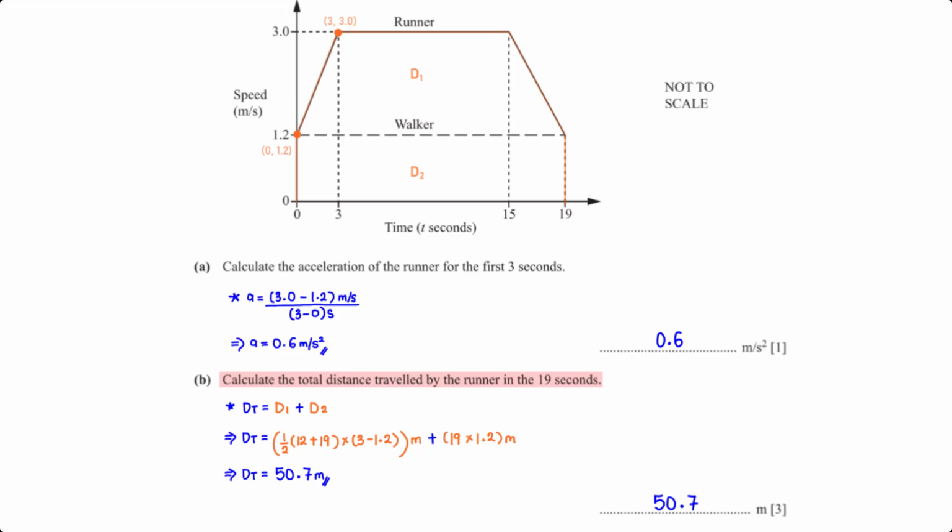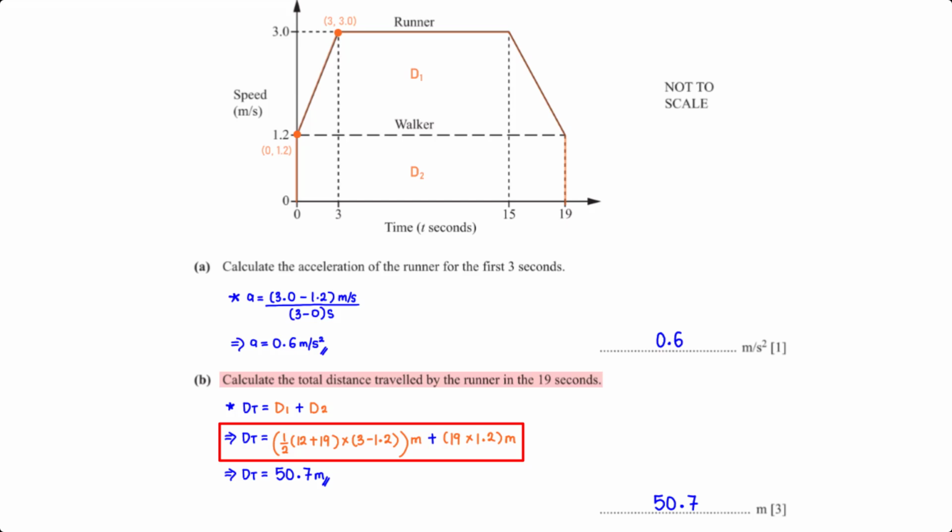Calculate the total distance traveled by the runner in the 19 seconds. The area under a speed time graph gives us the distance traveled. The area under the runner's graph can be split into two, which we have labeled as D1 and D2. D1, which is in the shape of a trapezium, has an area of half of a plus b times h, where a plus b is the sum of the parallel sides of the trapezium, and that is 12 plus 19. And h is the height of the trapezium, which we get by subtracting 1.2 from 3.